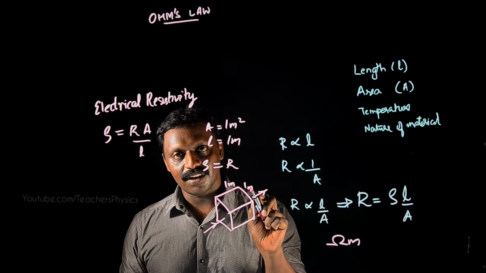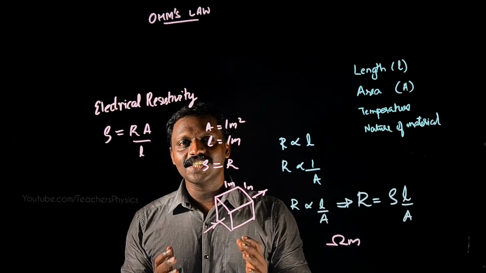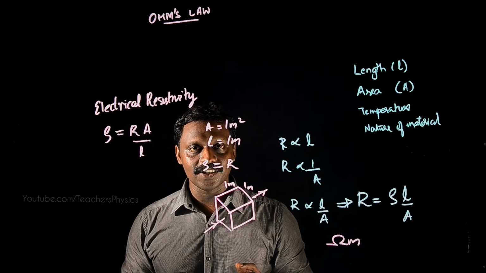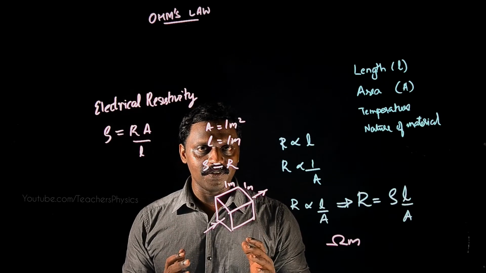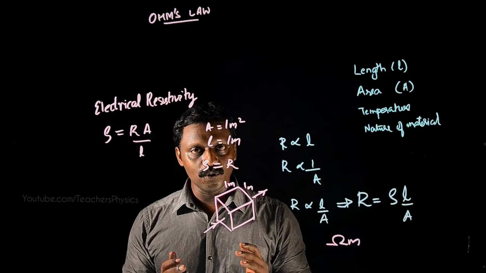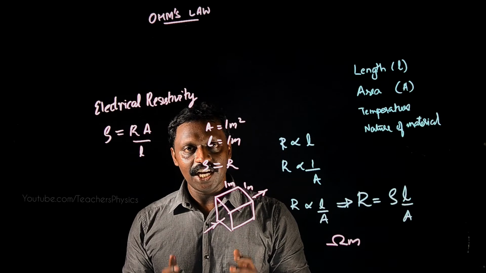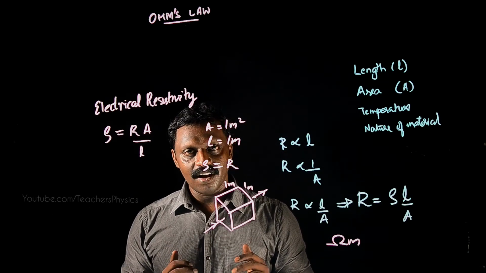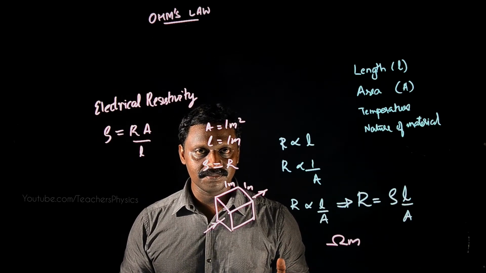It is to be always noted that electrical resistivity is independent of the physical dimensions of a material. For a material, electrical resistivity depends only on the temperature, and also it varies from one object to another. So we can say that electrical resistivity depends on the nature of the material as well as the temperature. For metallic conductors, electrical resistivity increases with temperature.